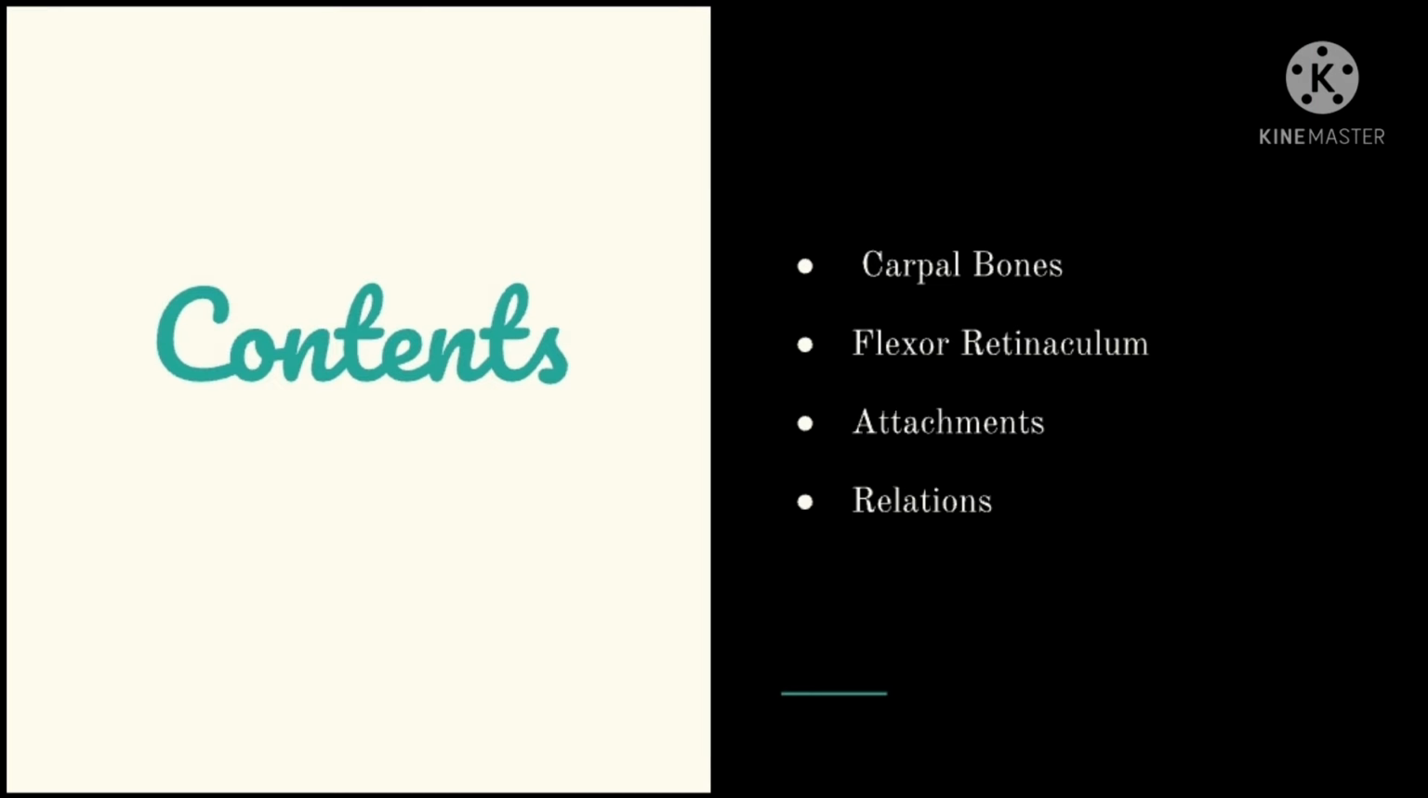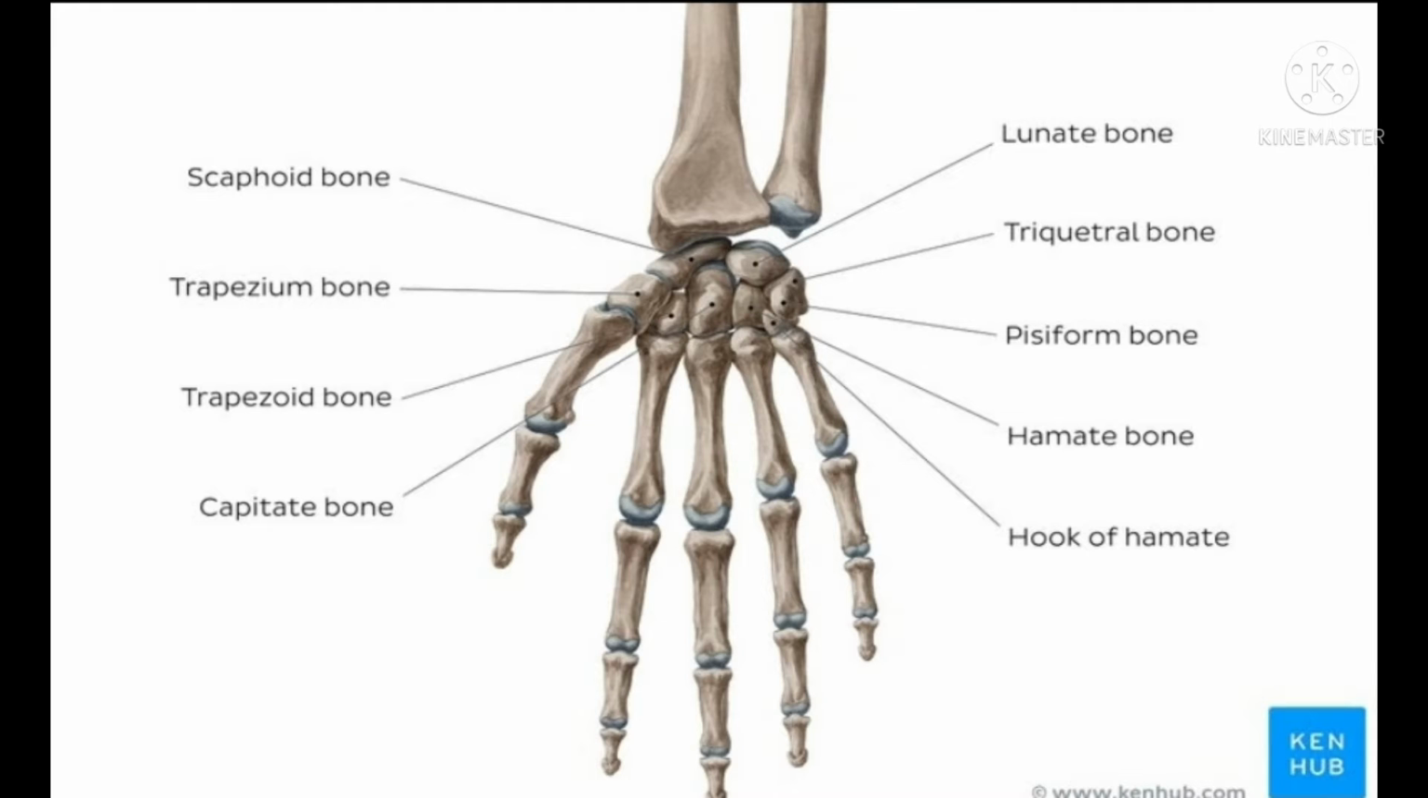So today I'll be talking about the carpal bones, Flexor Retinaculum, attachments of the Flexor Retinaculum and relations of the Flexor Retinaculum. As you can see in this picture, there are 8 carpal bones in total and 4 carpal bones are arranged in one row. So there are 2 rows, one proximal and one distal.